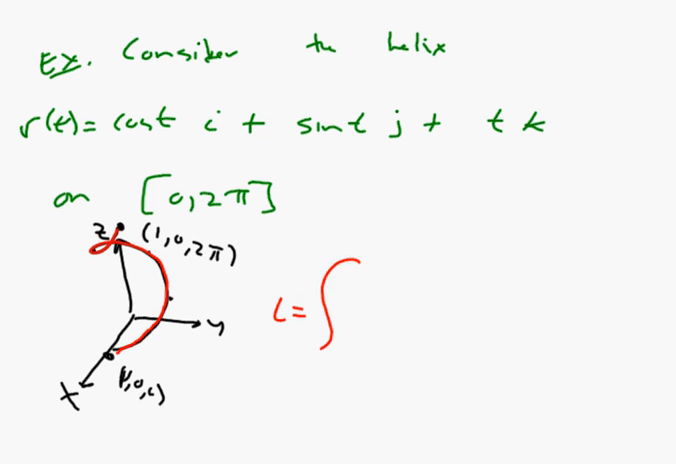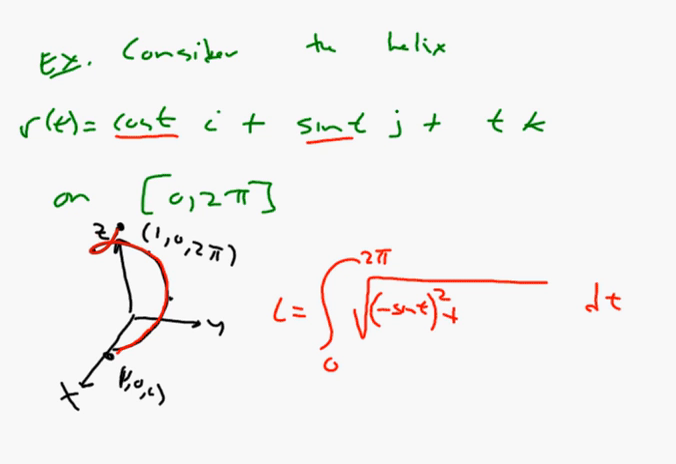The length of the curve is going to equal the integral from 0 to 2 pi of the norm of the tangent vector. Well, the derivative of the x component of the vector with respect to t is going to be negative sine t. And we have to square that, plus the derivative of the y component of this vector valued function, which is cosine t. We have to square that, plus, and then lastly, 1 squared.